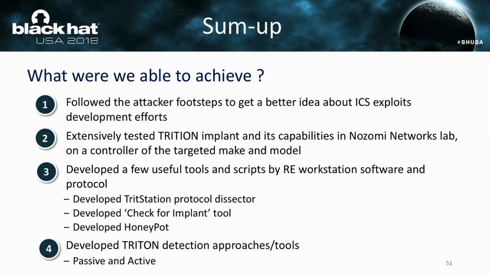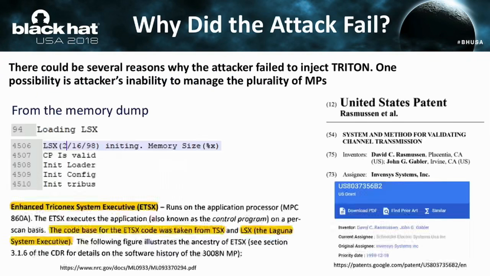Well, quickly, you probably noticed that we just tried to follow the attacker's steps, asking how we would build an exploit like TRITON, and we extensively tested it. It works like magic. As our model, we had a single main processor, whereas in any industrial facility you will have triple redundancy. The malware works, so it's unclear why the malware has failed. Then we developed a lot of tools to dissect the protocols and to detect the malware. Of course, it was also interesting to understand why the attacker failed to inject TRITON.